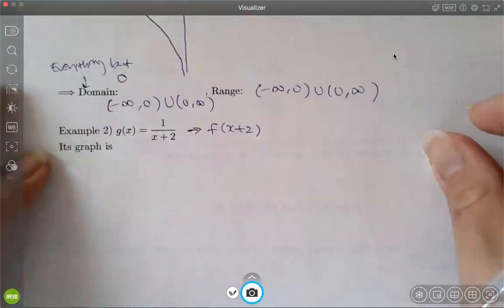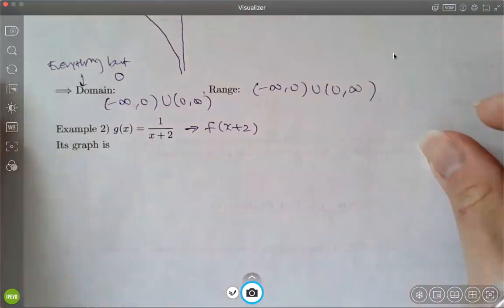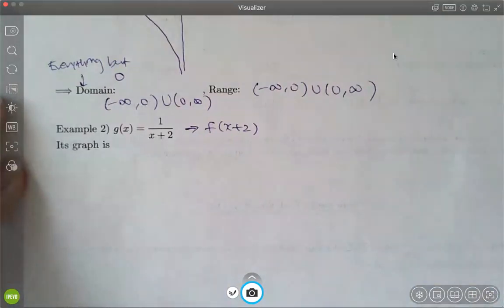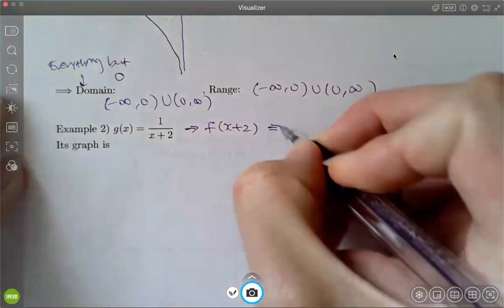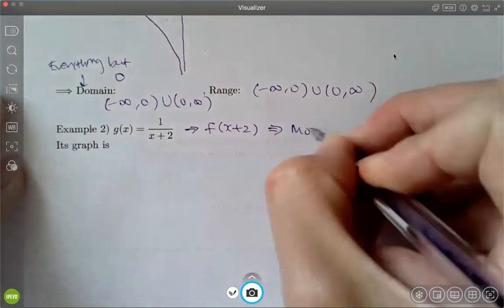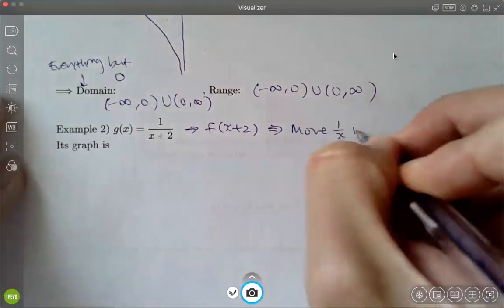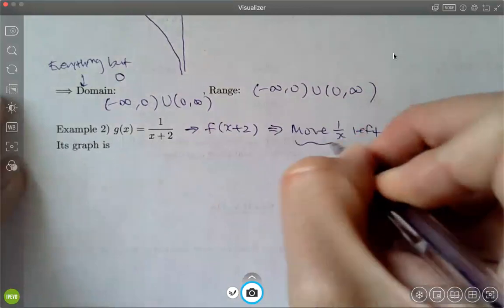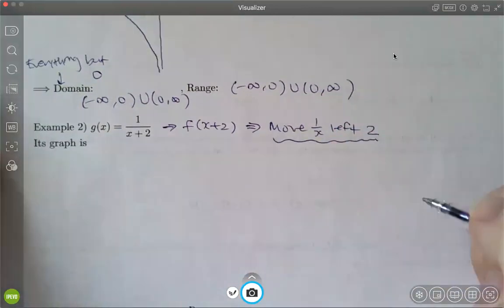Okay, so you are adding 2, or you are adding something to x. So that means a shift. Now, what kind of shift is it? Horizontal. The horizontal, okay. Now, left or right? Left. Left, right? Yeah, remember that? Because when we add something to x, it seems we have to go to the right, but we always have to think backwards for the horizontal case, right? So this means move 1 over x left 2.